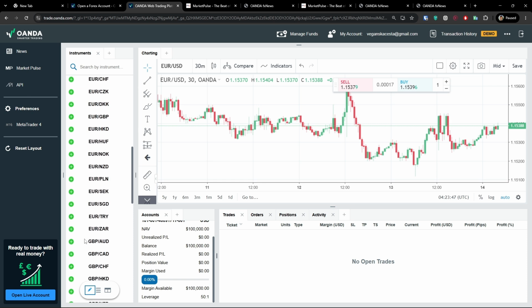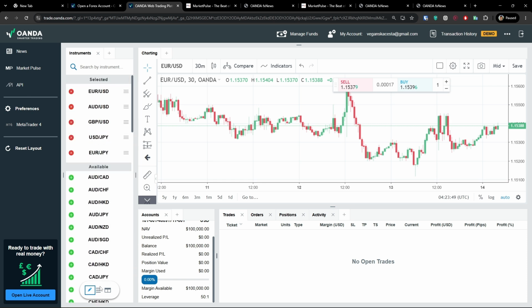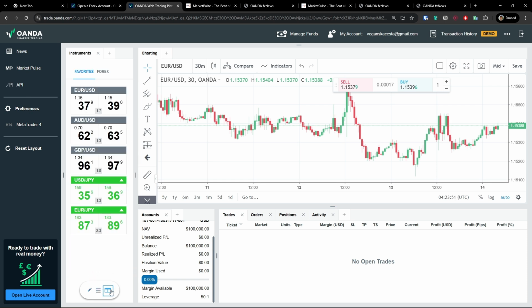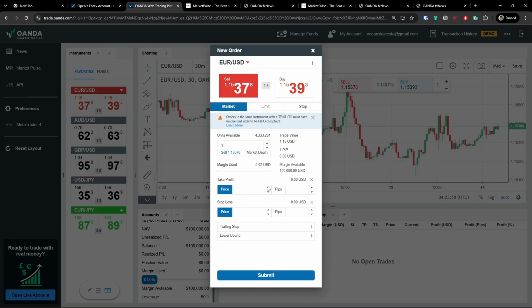Then you're going to have the accounts here. So you're going to have the balance, the unrealized P&L, the realized profit and loss, the position value, what kind of margin you're using, and the margin available. This is for the demo account, and then also the leverage, 50-1. After we learn how to use these, we're going to come to trades, orders, positions, and activity.